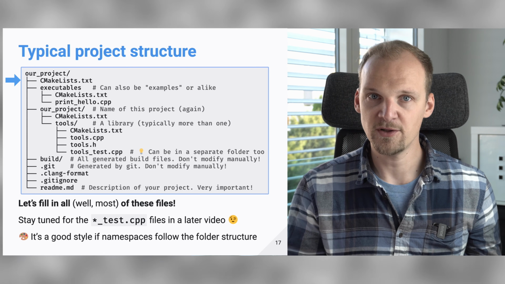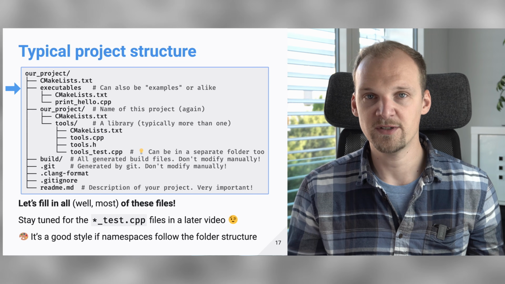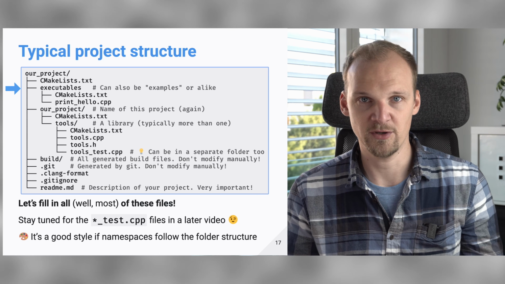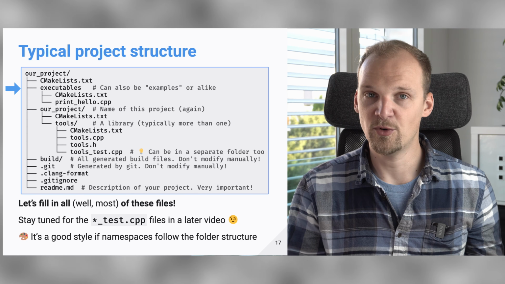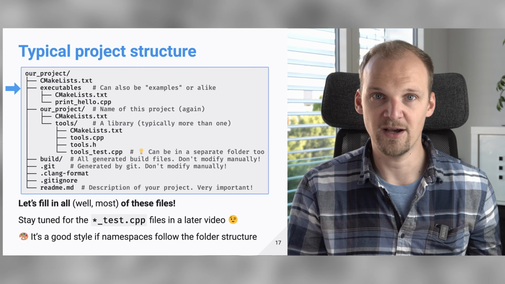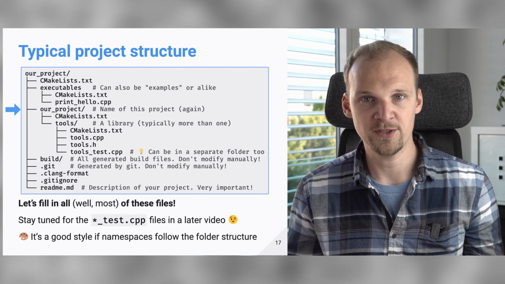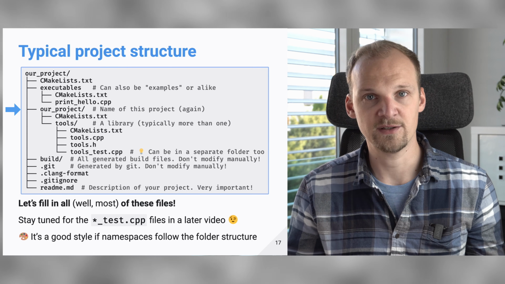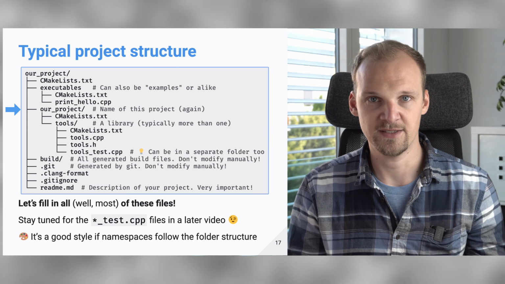So these folders are usually something like executables, which holds all of the executables of the project. They can also be called examples in different projects. Then the most important folder is again the Our Project, so the name of our project repeated. And the reason we want to repeat this name here is to maintain a very nice and consistent include path for all of our includes. We'll see that in a second.